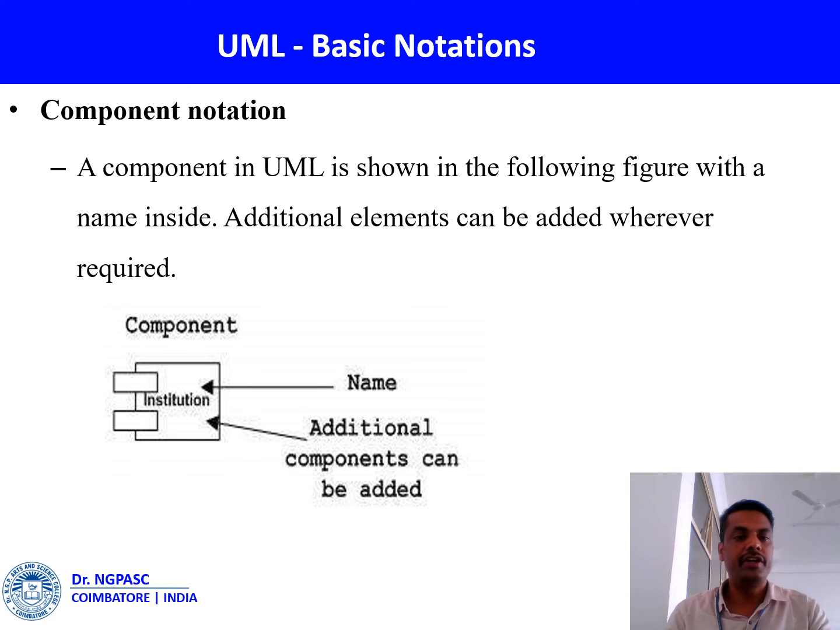The next one is component notation. The component in UML is shown in the following figure with the name inside. Additional elements can be added wherever required. For example, with the institution interface and the institution name, we can also add additional components, such as the address of the institution, the communication number of the institution, or any other information about the institution.